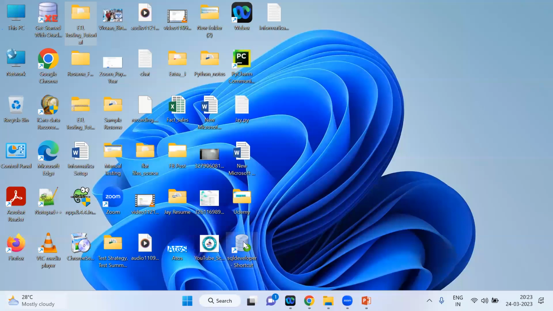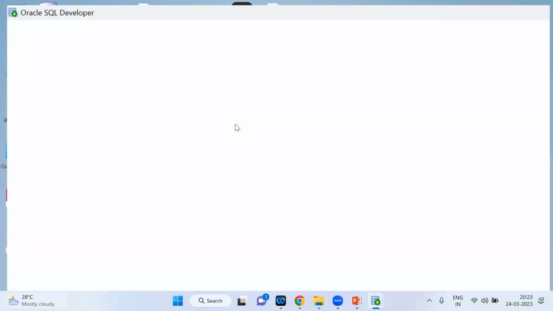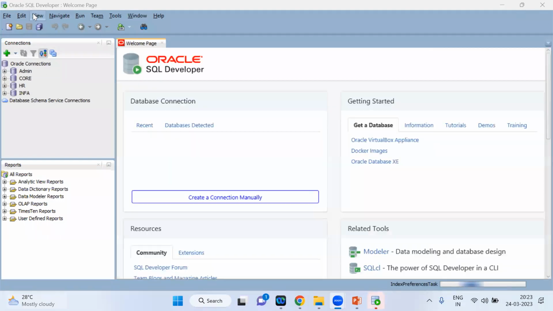Now, if you see this SQL Developer, if many of you have already started working on it, Oracle SQL Developer, we are going to work on this one. This is the database we are going to use in our sessions. So I'll show you what exactly the database is. Now you see here, this is your database. It's Oracle SQL Developer, the welcome page.